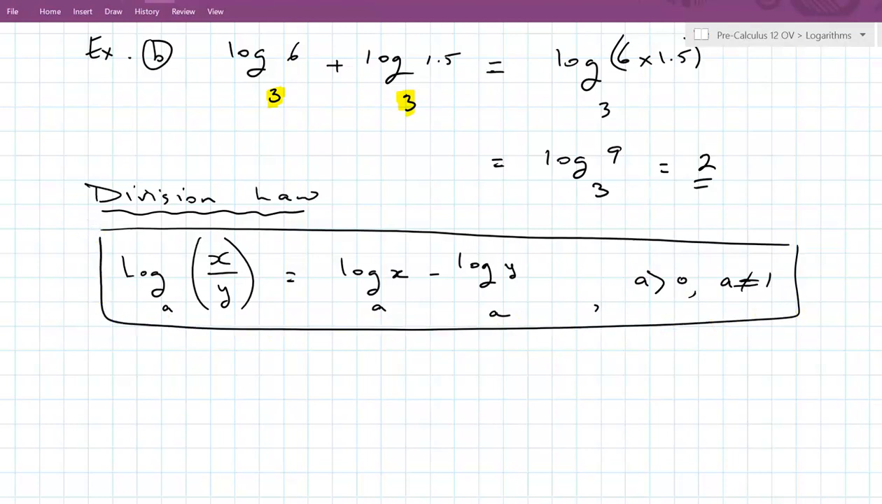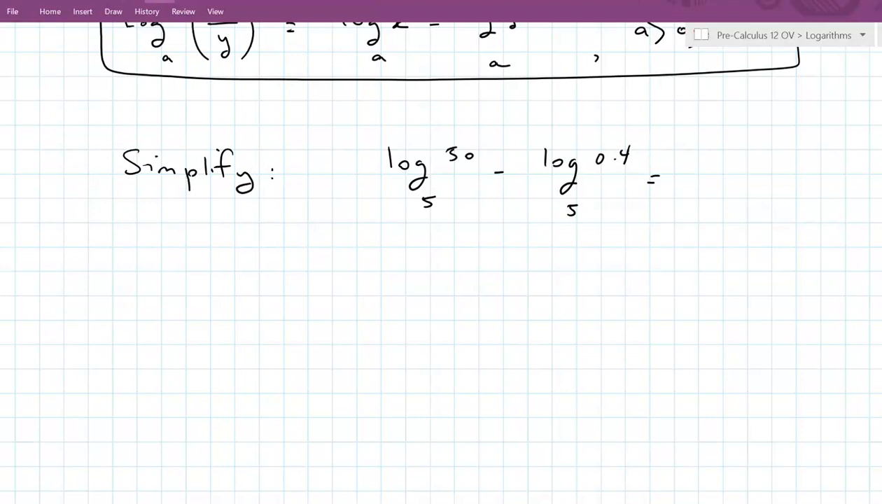And let's do a couple of examples. So here it is. We want to simplify this expression. This is 50. So we write log of 50 divided by 0.4 base 5. Okay, and now once we have that, what is 50 divided by 0.4? That's 125. So log of 125 base 5, and that is 3.